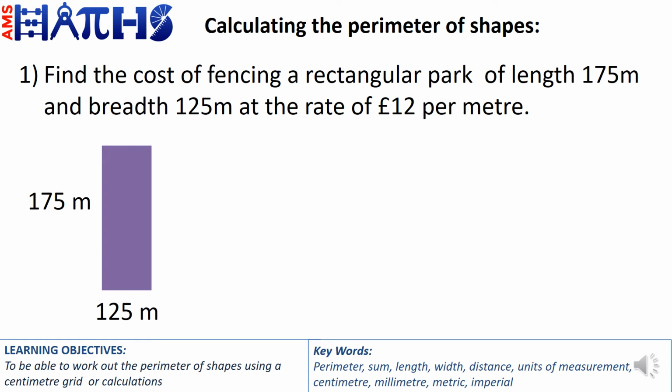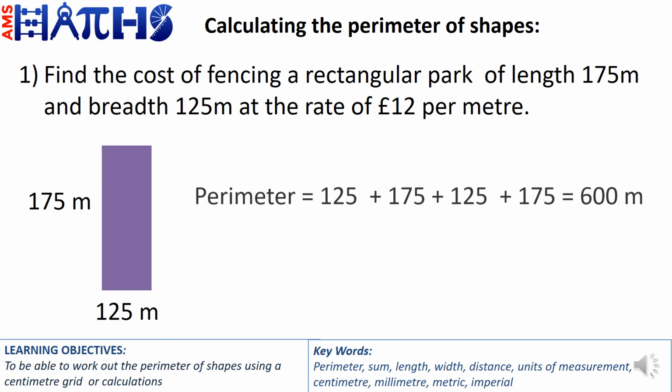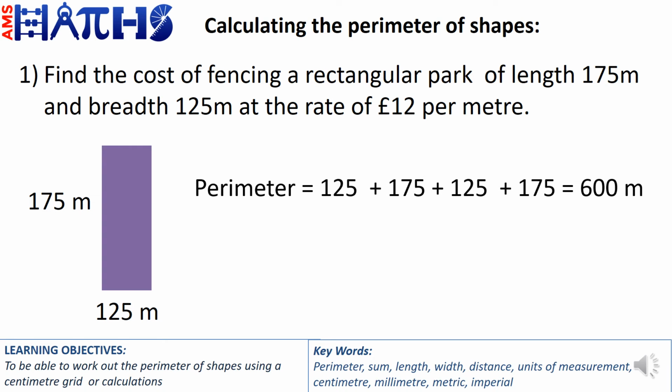I have drawn a rectangle and I have marked on the length, so I have 175 meters for the length and 125 meters for the width or breadth, and we need to work out what it will cost us to fence this rectangular park. So the first thing we need to do is find the perimeter of the park, adding all the sides together, and I get a total of 600 meters.